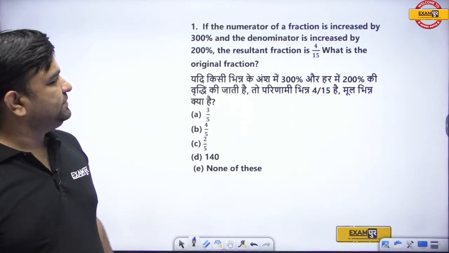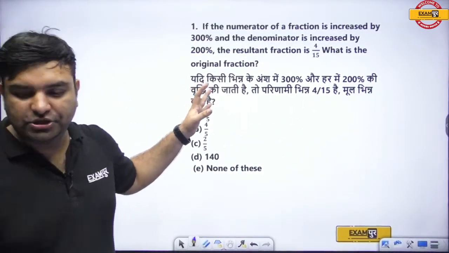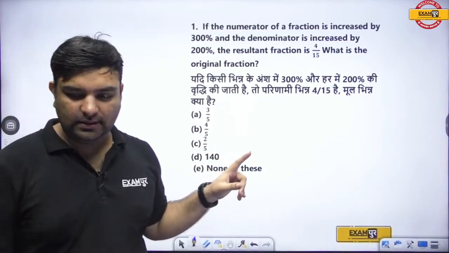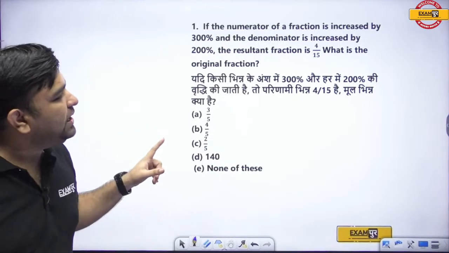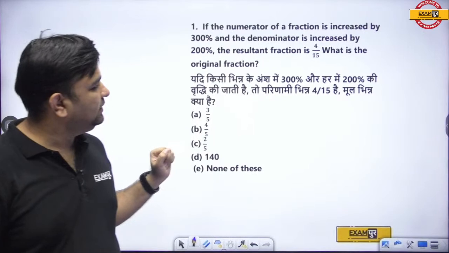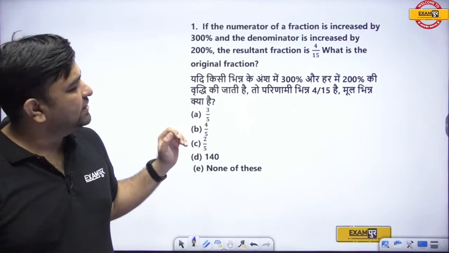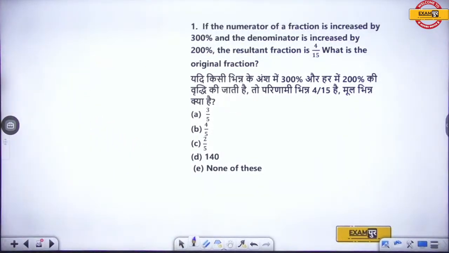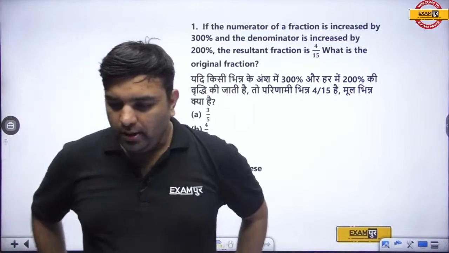You have to make it. The numerator of a fraction is increased by 300%, and the denominator of the fraction is increased by 200%. The resultant fraction is 4 by 15. What was the original fraction? Some concept formation we are also going to do.